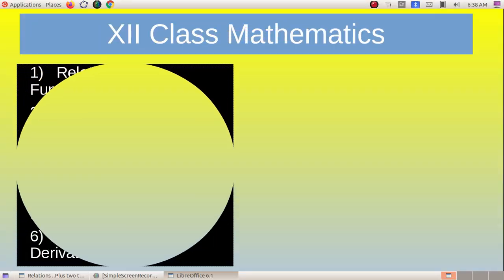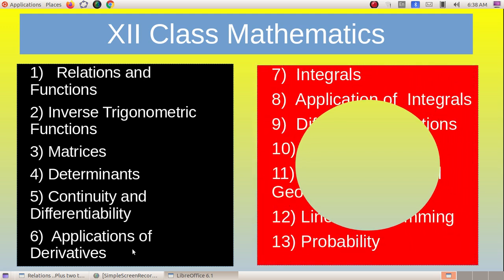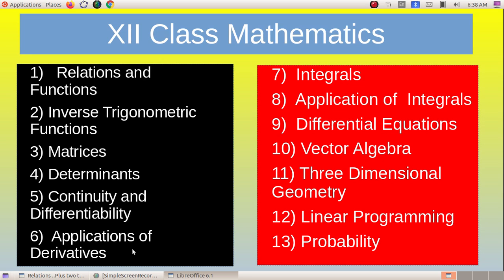The first volume contains 6 chapters, and they are relations and functions, inverse trigonometric functions, matrices, determinants, continuity and differentiability, and applications of derivatives. And the second volume contains 7 chapters. They are integrals, application of integrals, differential equations, vector algebra, 3-dimensional geometry, linear programming, and probability.